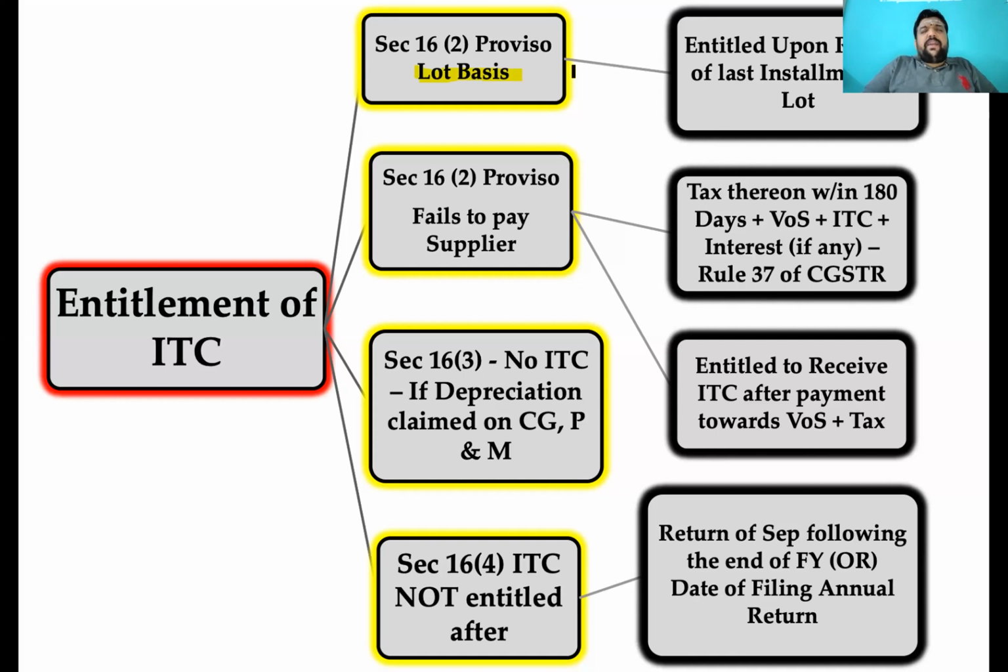In case of lot basis, ITC is eligible after receipt of the last installment or lot. After receipt of the last installment of goods. So this is the last goods. Remember that section 16(2) first proviso. You have to cross read it with rule 55. If you want, you can make a note here. Rule 55, you have to cross read. Rule 55, sub-rule 5, we will discuss meticulously.